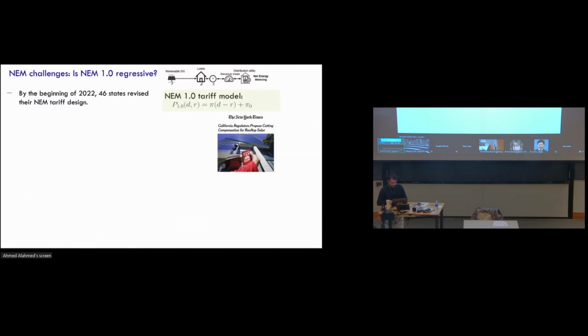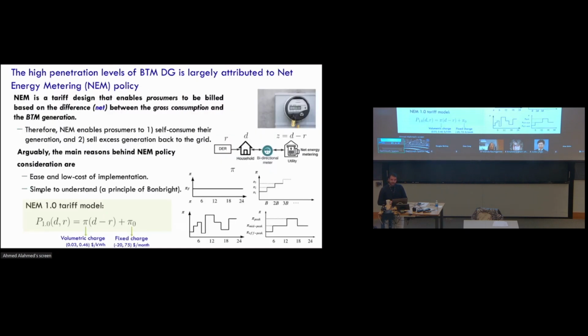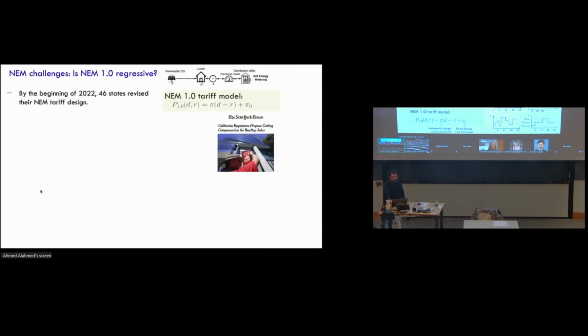Net metering 1 is very intuitive and simple, but there are many challenges with it. I think the reason that the National Academies wrote that report is because of the challenges under net metering 1. They are huge, and they are causing a lot of contention, at least in the US. By the beginning of 2022, 46 states revised their net metering tariff design, which means that there is a big issue with net metering 1.0.